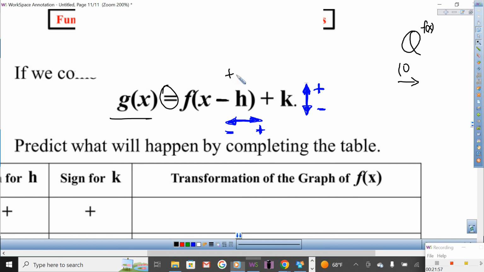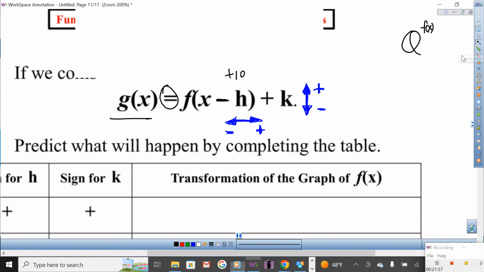So positive 10 for the h, so my new function will be g of x equals f of x, but now we have an h, so this is minus 10, and that goes to the right, and that is correct. And notice I didn't write anything at the end, no k, because we didn't move it up or down. All right, here goes a challenge one.